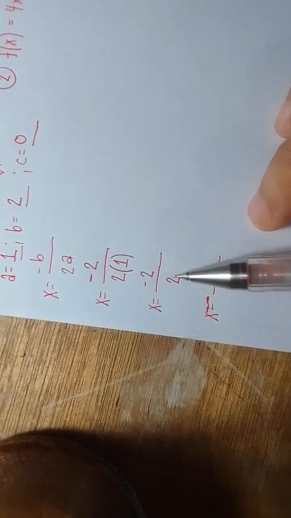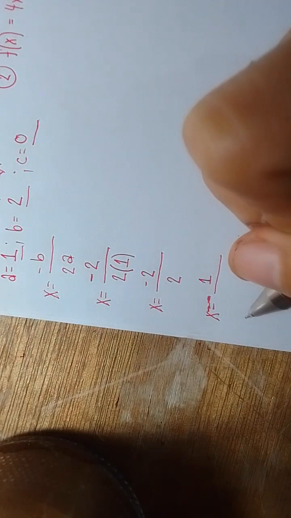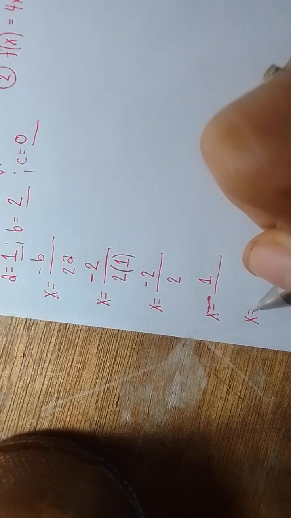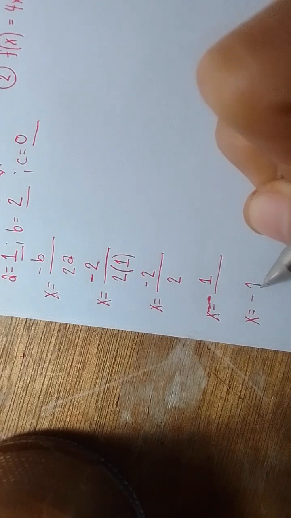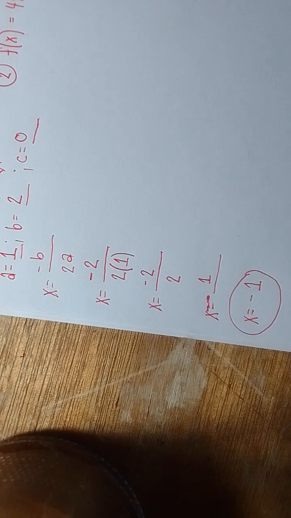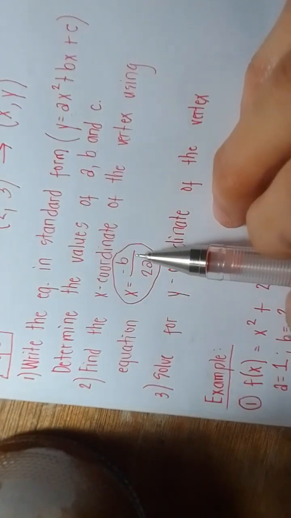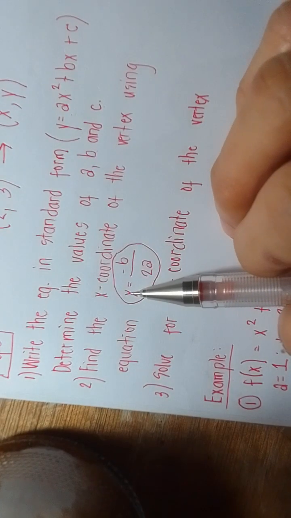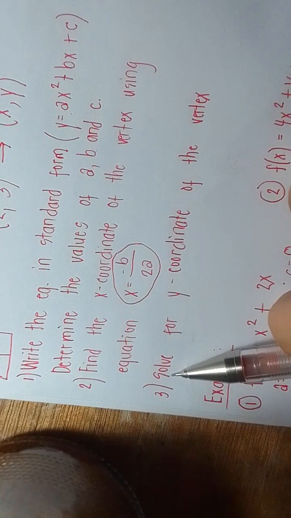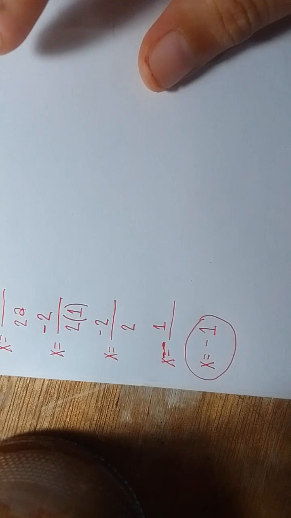We have 2 divided by 2. How much is that? That is 1. So, I write it again, x is equal to negative 1. That is your x coordinate, negative 1. Next, since we have found the x coordinate from step 2, we will now proceed to step 3. We will solve for the y-coordinate.